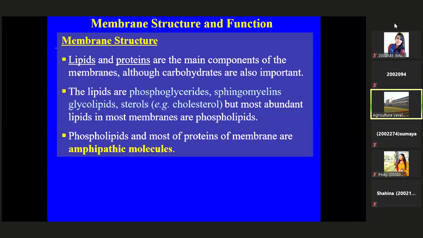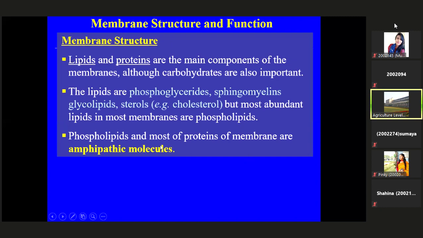Although carbohydrates are also present, these two are very important. And the lipids that are present in the cell membrane, maximum is phospholipid, the phosphoglycerides, sphingomyelin, glycolipid, steroid, etc. But the major portion contains phosphoglycerides or phospholipid. The most abundant lipid in the membrane is the phospholipid. So these lipids are present: phospholipids, sphingomyelins, glycolipid, steroid, etc. Cholesterol also. But among them, the phospholipids are present in the major portion.